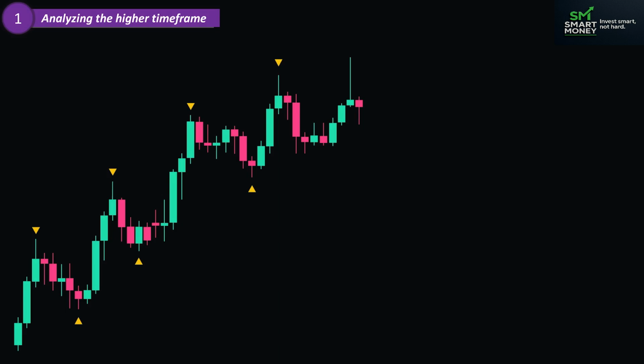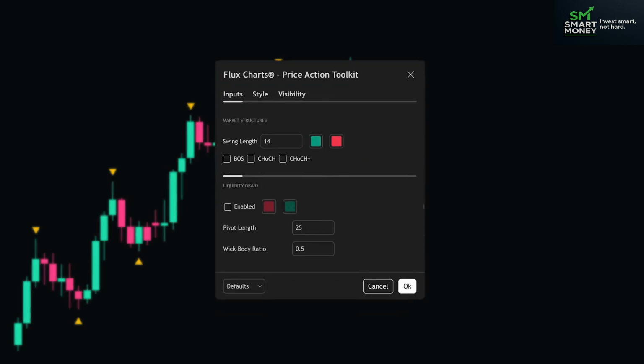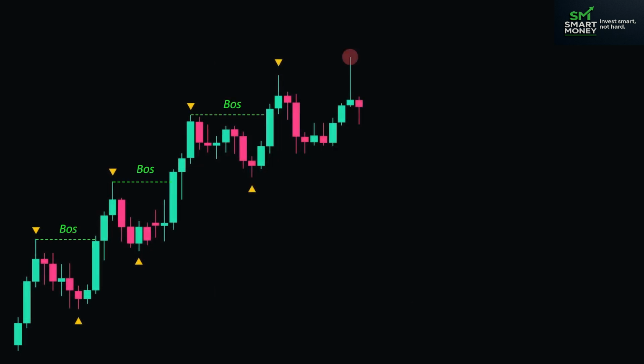In this general analysis, we apply smart money market structure concepts to determine market direction and key levels. To identify the direction, we look for breakouts, reversals, and liquidity sweep patterns. Like I mentioned, today we're going to use the Price Action Toolkit indicator. So, let's apply the break of structure, CHoCH+, and also liquidity sweep from the indicator's settings.